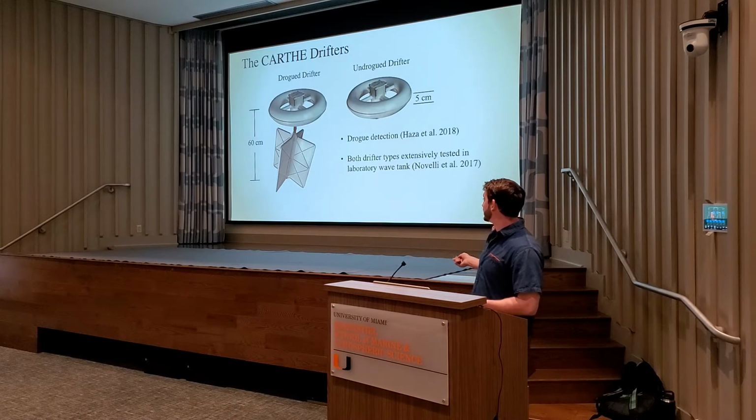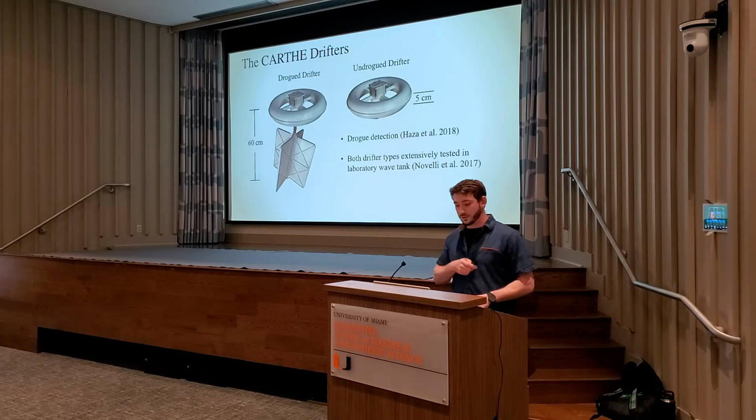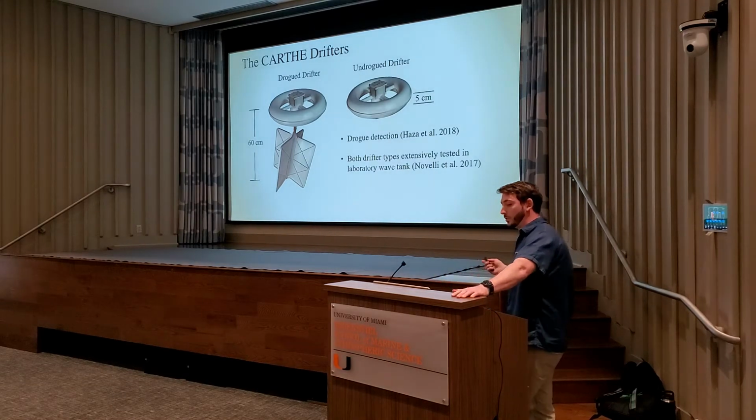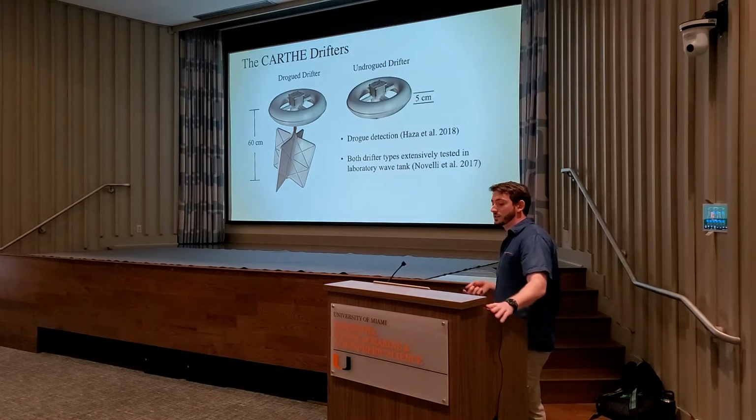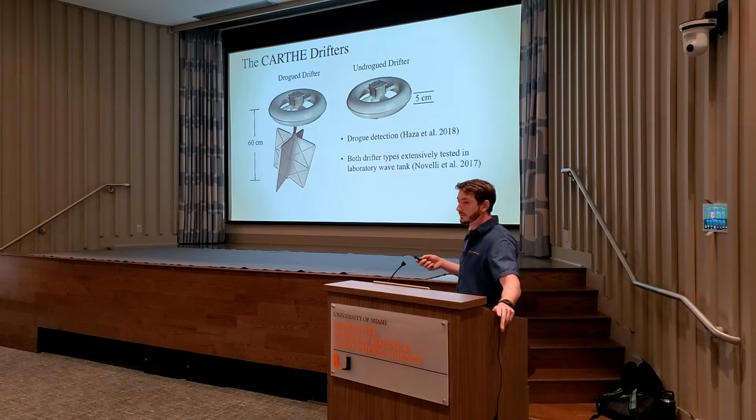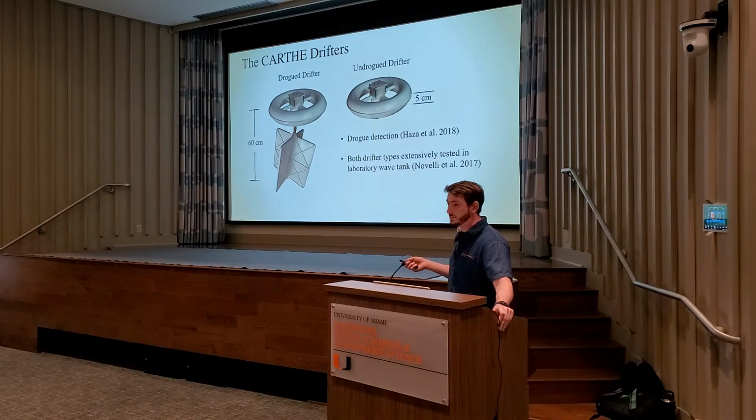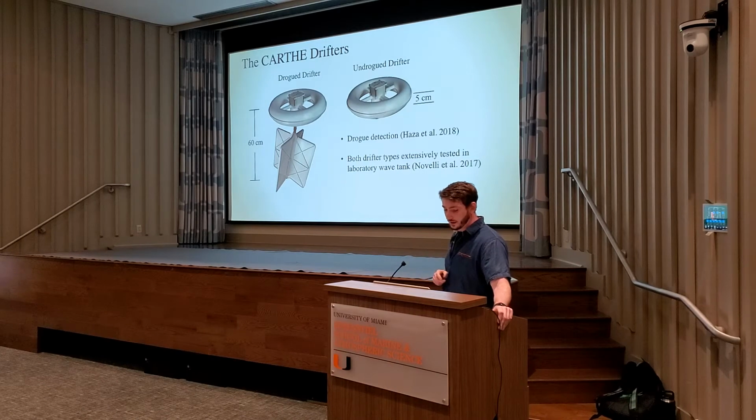And in addition to that, Guillaume Novelli et al. studied both these drifter types in the lab before actually bringing them to sea, so we have a pretty good idea of how the wind and waves affect the drifter types out in the ocean. Because drifters don't track the ocean perfectly, even though we come pretty close, there are some measurement errors that you have to be aware of.